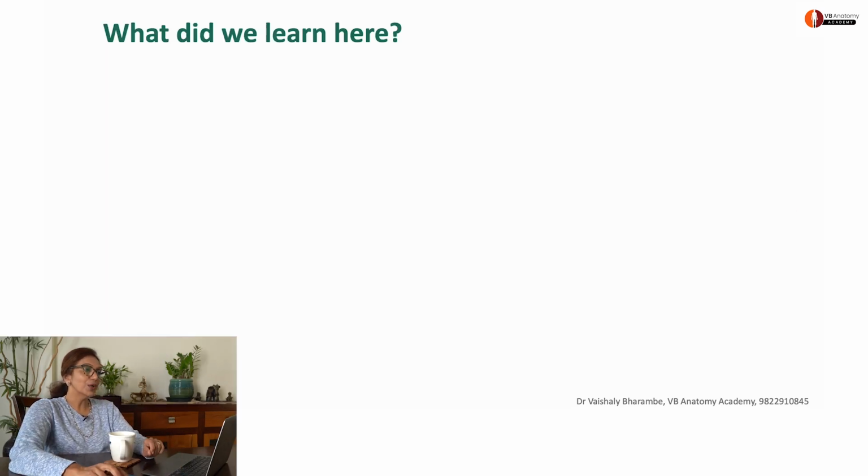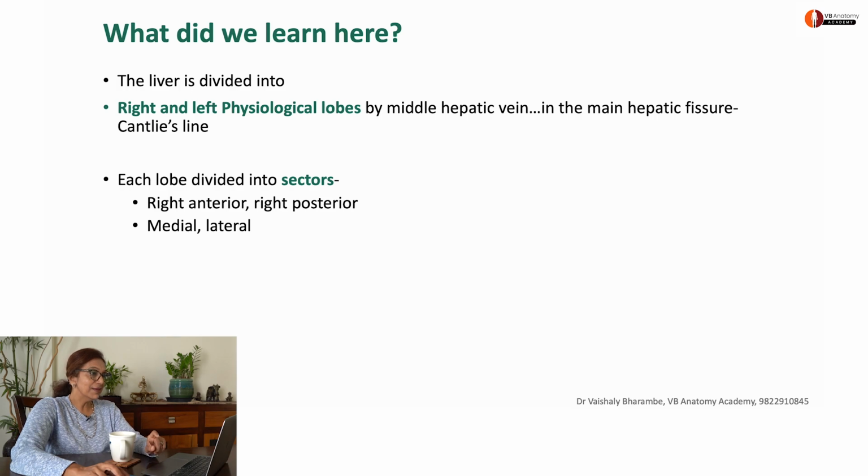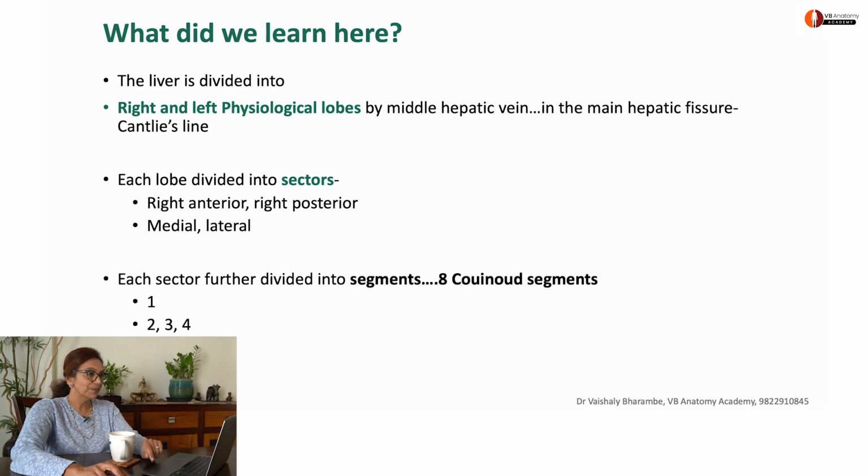Okay. So what have we learned? We learned that the liver is divided into right and left physiological lobes by the middle hepatic vein or the Cantlie line. Then we understood that lobes are divided into sectors: right anterior, right posterior, left medial, left lateral. Then we talked about how each of these was divided to form Couinaud segments. One is an individual segment, second, third, fourth come on the left, and 5, 6, 7, 8 come on the right.